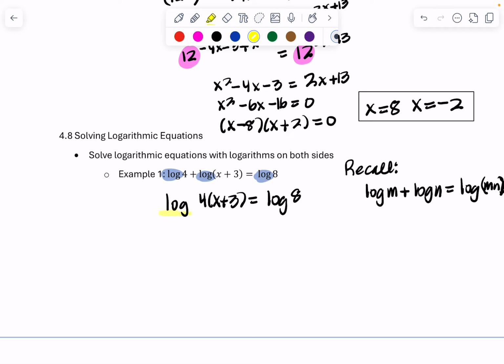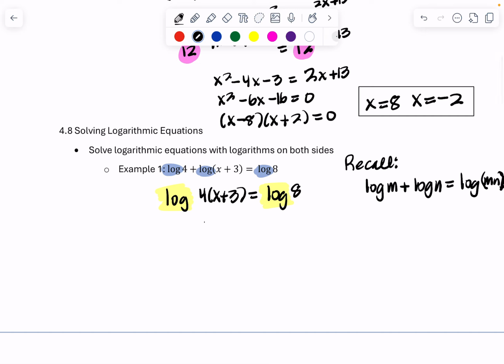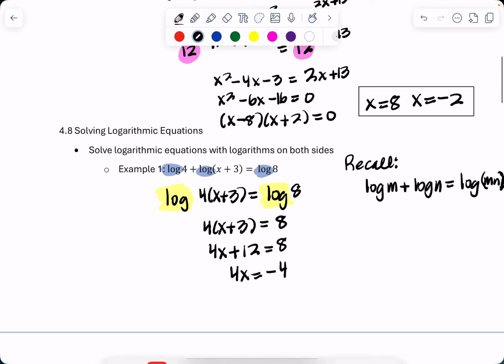Now I have a single log over here and a single log over here. Since I have the same thing on both sides, I can use my one-to-one property like we did with the exponents and say 4 times x plus 3, that argument, must equal 8. They have to equal each other. So now we can solve this. Most of you like to do the distributive property here first, and that's perfectly okay. You get the same answer either way. Distribute the 4, then subtract the 12 and divide by 4, and we get negative 1.